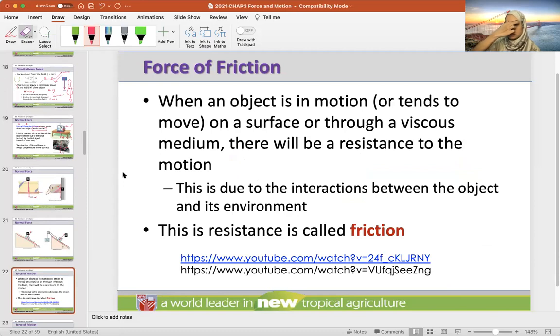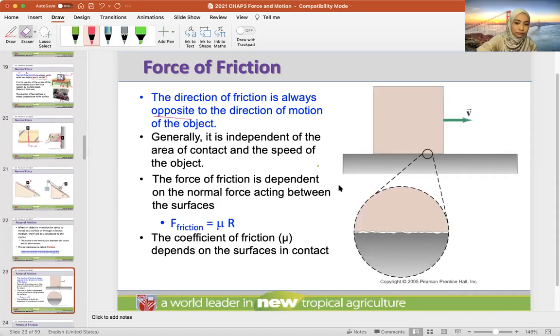Okay, so when an object is in motion or tends to move on a surface through a viscous medium, there will be a resistance to the motion. Ataupun geseran lah, geseran yang biasa kita dah belajar tu. So when you're moving or when you want to start moving, there is some friction that opposes your motion. This is due to the interaction between the object and its environment, and this resistance is called friction.